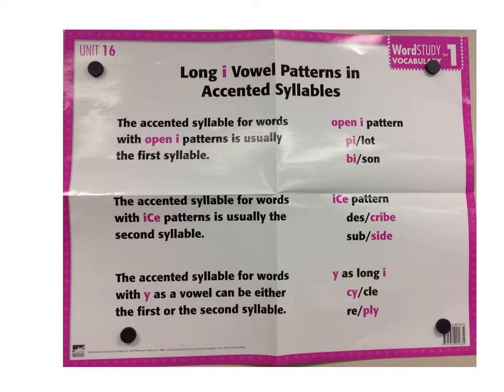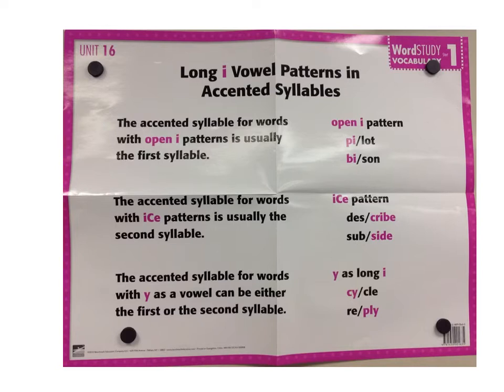Let's look at the long I vowel patterns in accented syllables poster. Remember to reference this poster when you're sorting your words this week. The accented syllable for words with open I patterns is usually the first syllable. Some examples for open I pattern are pilot and bison.